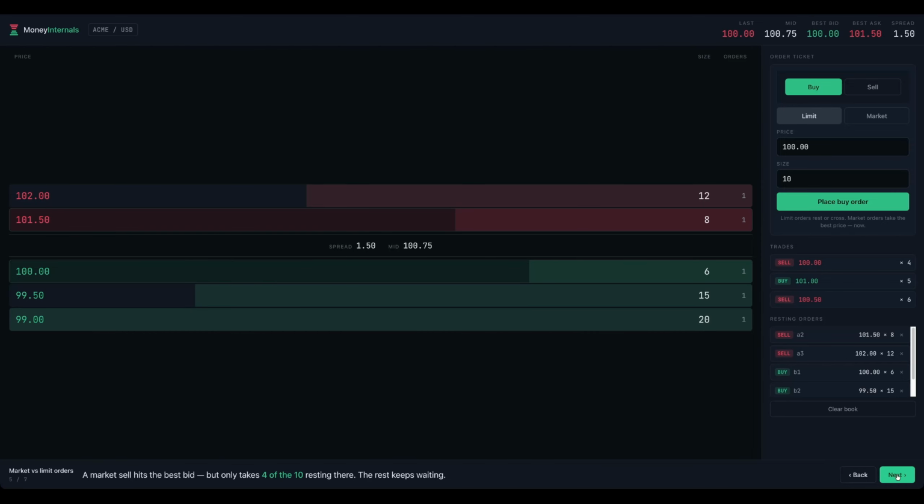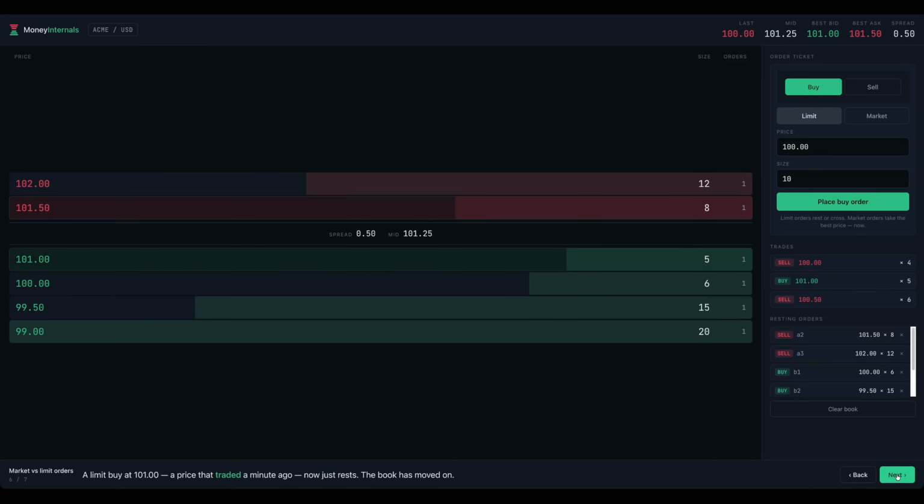One more order, and it's a sneaky one, a limit buy at 101, the exact price that traded a minute ago. Because the seller at 101 is gone, the market order ate them. The cheapest seller now wants 101.5, and our buyer said 101 or better. No deal, so the order sits on the book, top of the bid side, waiting for a seller who may never come. This is the part that catches people out.